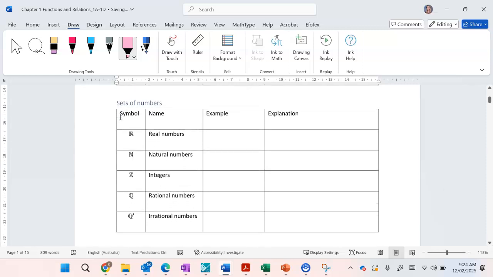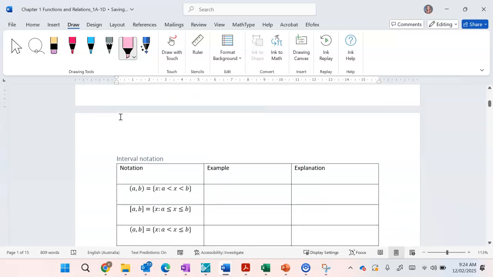We use R a lot in function notation, so that just means real numbers. You can just write capital R, you don't have to write a fancy R like that. But also knowing N is a natural number, Z integers, and Q is used not as frequently, but it's there just in case you do encounter it.